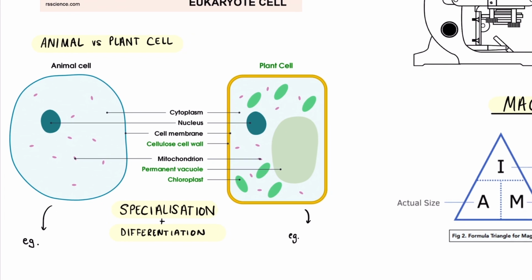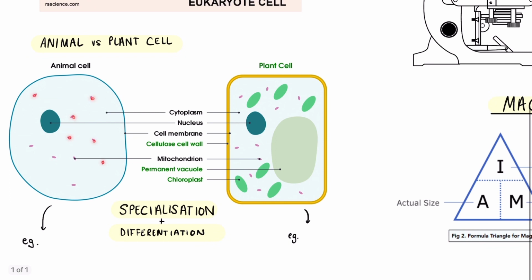Okay, starting with animal cells. They have the nucleus that contains the DNA or the genetic information. They've got a thin cell membrane that goes around the outside that allows substances in and out. And they've also got these small structures that are called mitochondria that make energy. They are the site for respiration, which is a process that makes energy. They're also known as the powerhouse of the cell, which is a very common phrase.